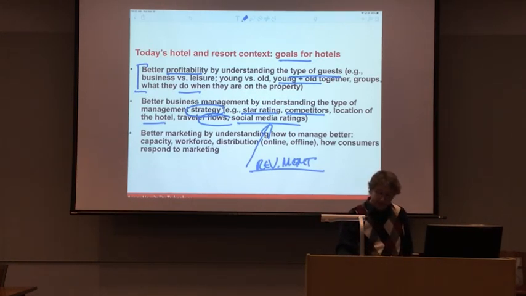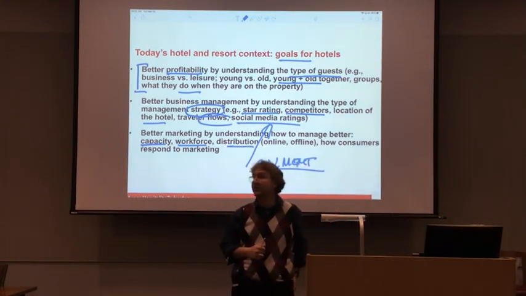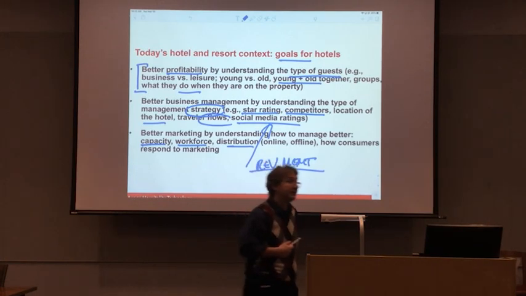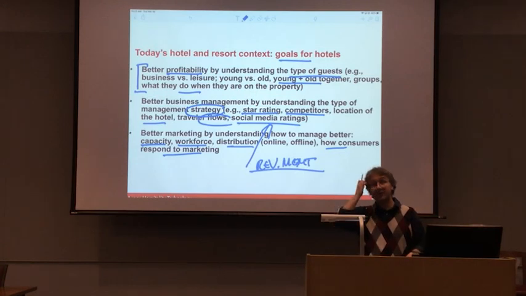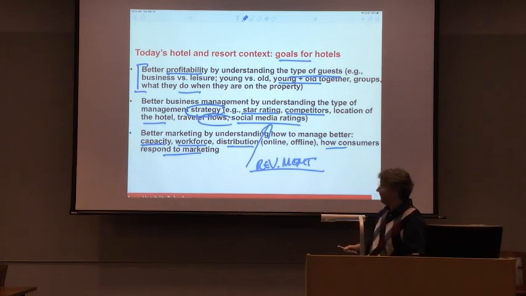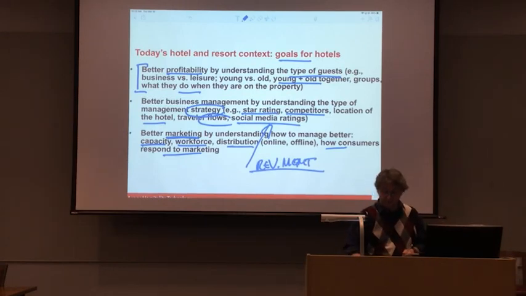And finally, better marketing by understanding how to better manage the capacity, the workforce, the distribution. How do you distribute? You want to distribute ideally through your own app or brand.com website, but sometimes that's not possible. You have to distribute through intermediaries. How do consumers respond to marketing, okay? What kind of technology developments do you place in your room or in the lobby that people respond to, right? So that's really critical for the success of the marketing function, okay? So those are some goals for hotels, right? To manage better by knowing a lot.